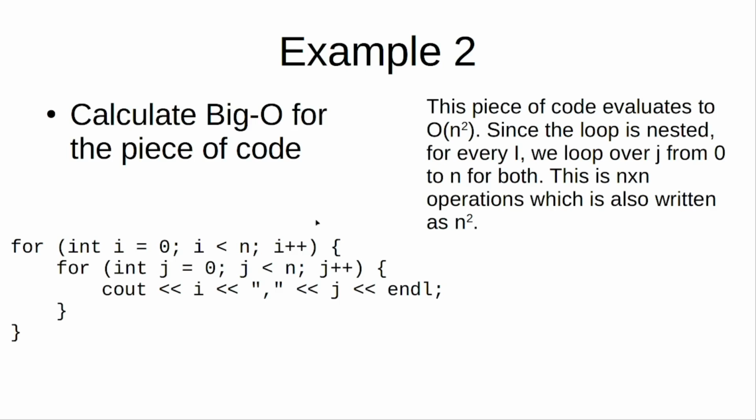And that's because the loop is nested. So for every i, we loop over j from 0 to n for both of them, and they are not dependent on each other. And this is n times n operations. So the n here multiplied by the n here gives us how many times this is going to run. And that n times n is also written as n squared, which is why this is big O of n squared. The next example is a little more difficult.